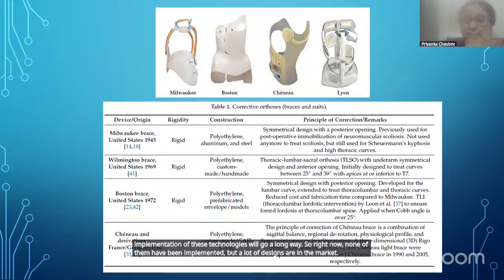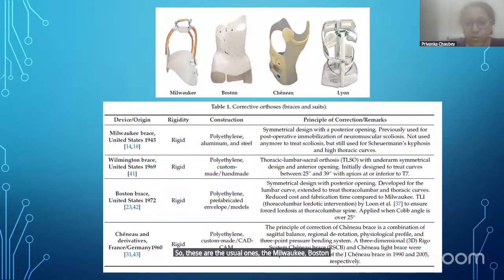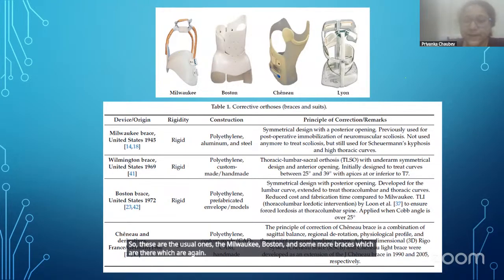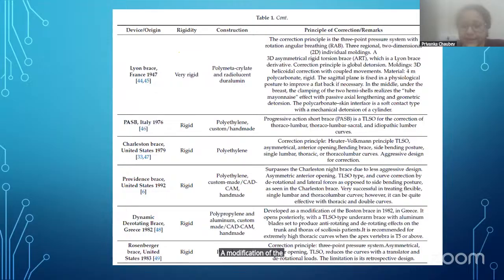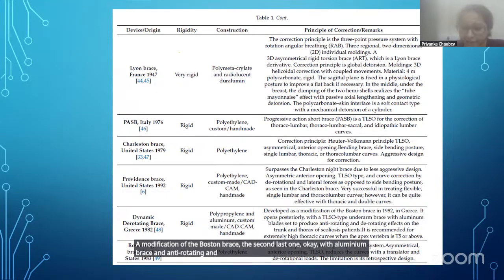So these are the usual ones, the Milwaukee, Boston, and some more braces which are there, some made only by CAD CAM, some made in the traditional way. Then there's a dynamic derotating brace, a modification of the Boston brace, the second last one, okay, with an aluminum brace and anti-rotating and derotating effects on the trunk for high thoracic curves.